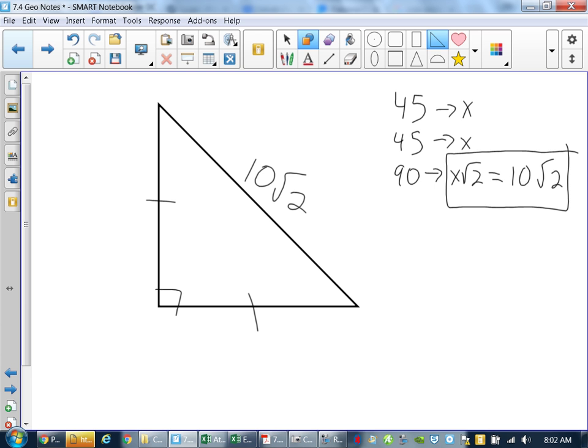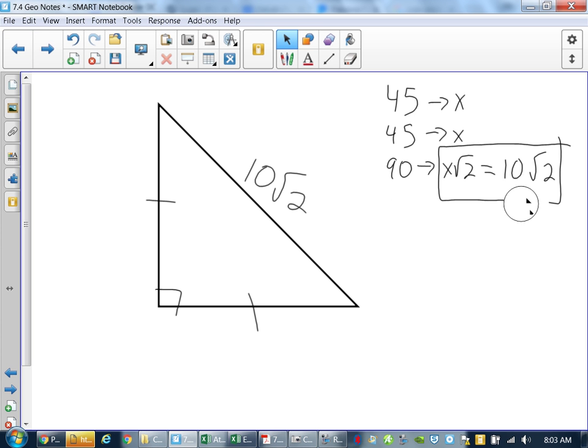Isn't that a one-step algebra problem? It's just one. How do you undo multiplying by the square root of 2? How do you undo multiplying? Divide. So how would I undo multiplying by the square root of 2? Divide by the square root of 2. So basically what I wind up doing here is I would divide both sides by the square root of 2. Now, in your calculator, if you take 10 root 2, fraction bar 10 over root 2, you get 10. Right? Which means you're getting this value of x to equal 10.